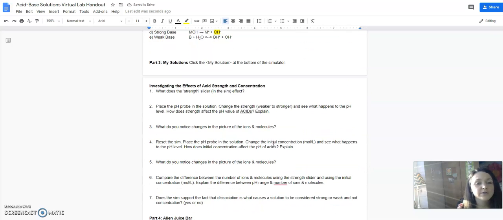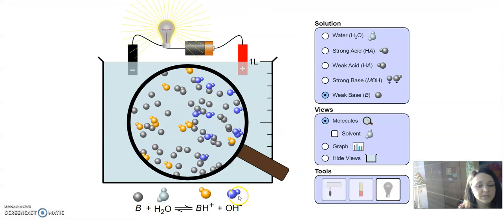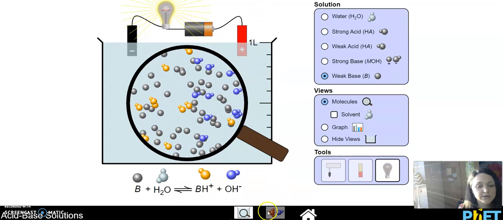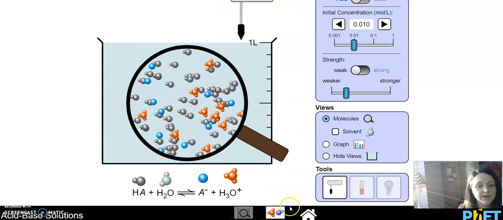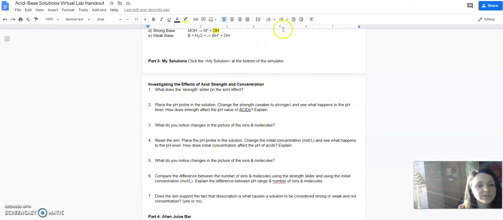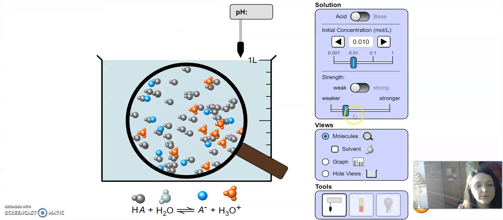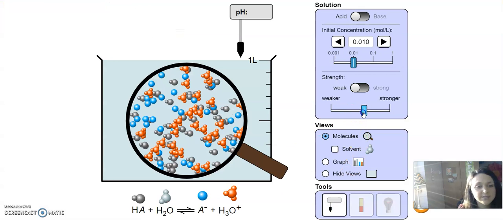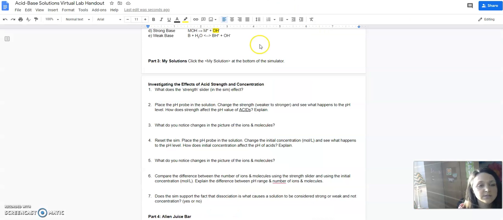Okay, now we're going to click My Solutions at the bottom of the simulator. I know you can't see this, but at the bottom right here, we have My Solutions. So you're going to click on My Solution. Okay, I'm going to retract this up a little bit. It says, what does the strength slider affect? Well, when I make it stronger, I see a lot more ions. So I have more ions in solution.